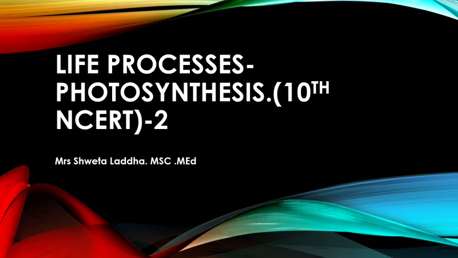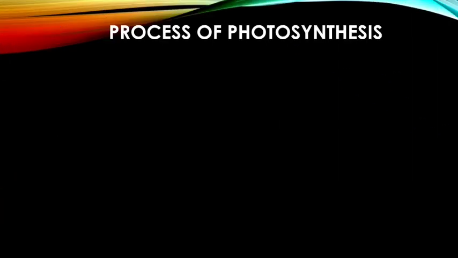Hello students, let us discuss the life processes chapter, and today we will be discussing photosynthesis. So how does the process of photosynthesis take place? Carbon dioxide is taken by green plants from the atmosphere.